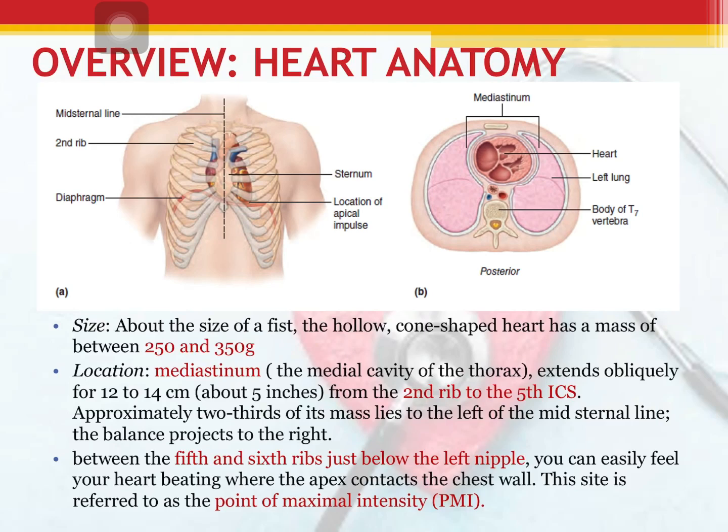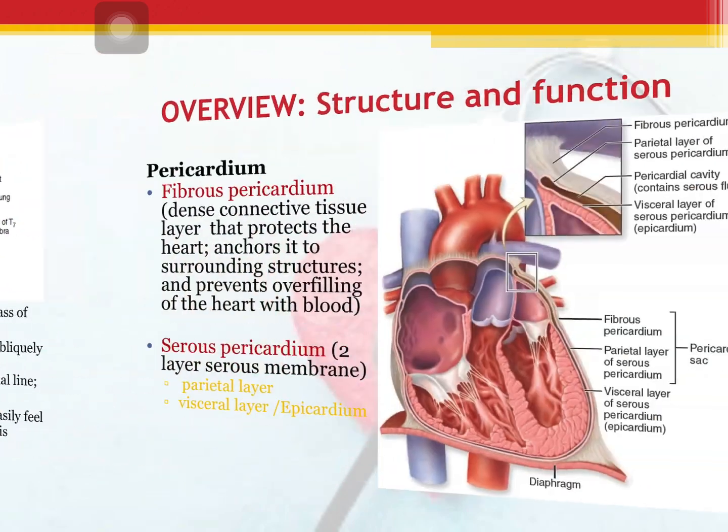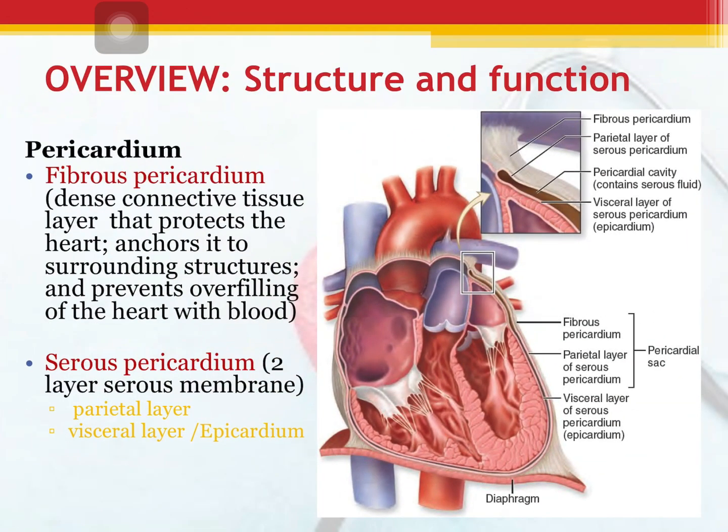The heart extends obliquely for 12 to 14 centimeters from the second rib to the fifth intercostal space. Between the fifth and sixth ribs, just below the left nipple, you can easily feel the heart beating where the apex contacts the chest wall, and this site is said to be the point of maximal intensity.